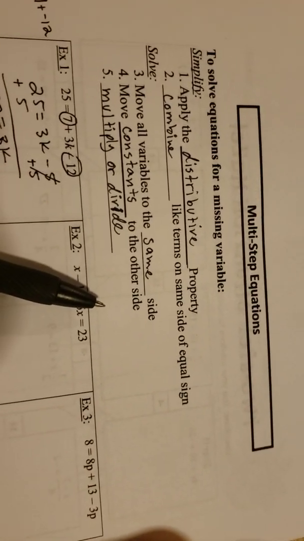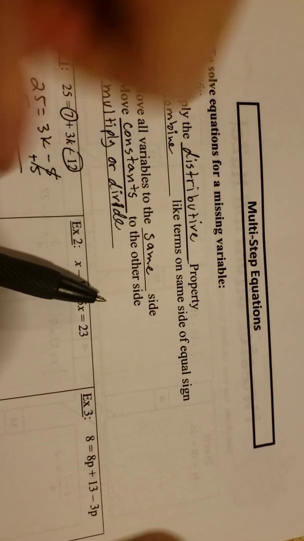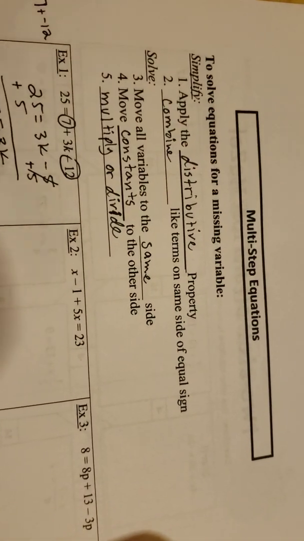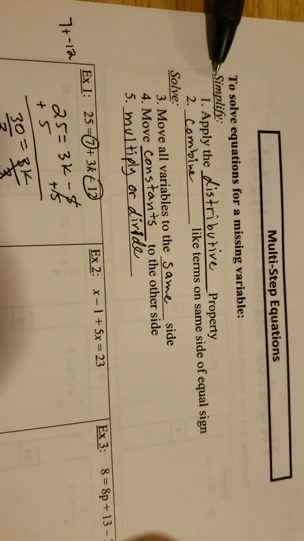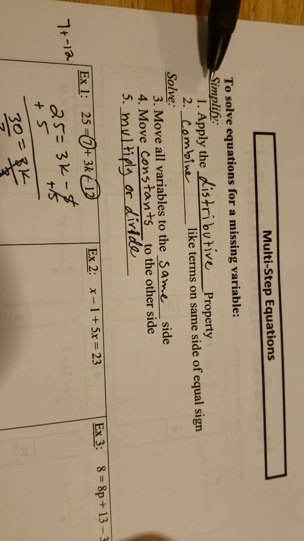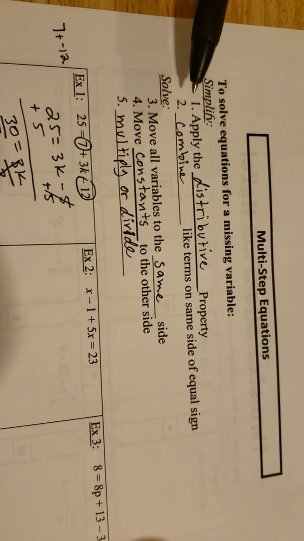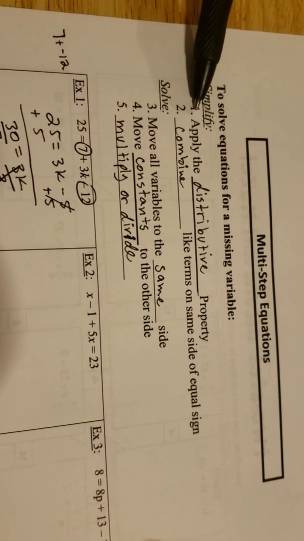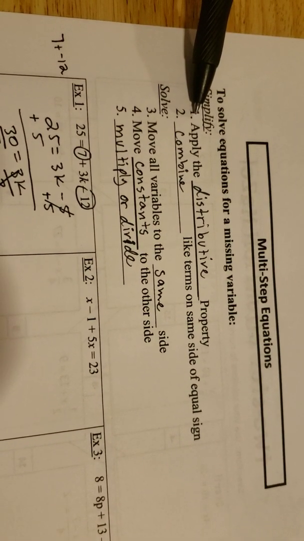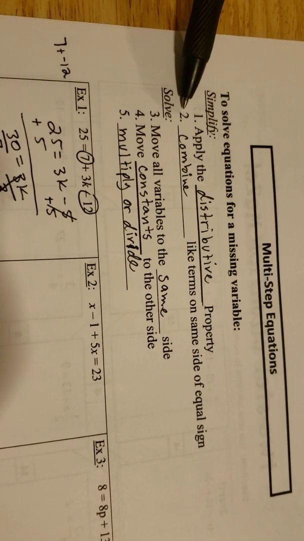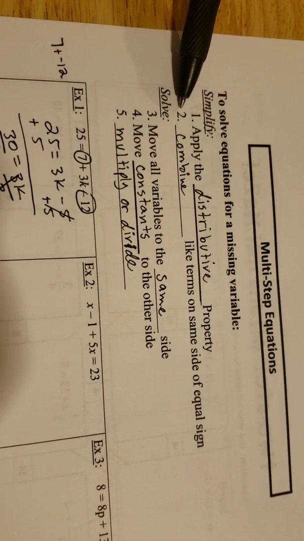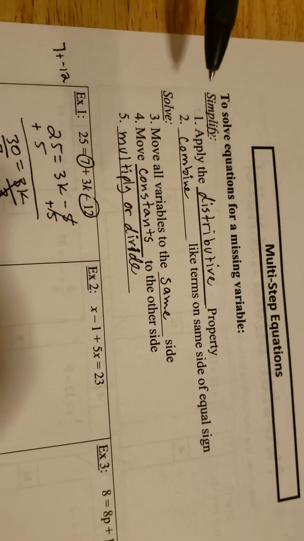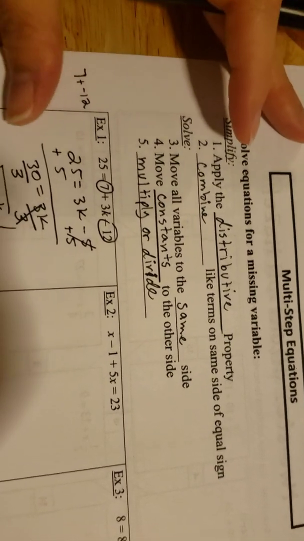So I'm going to go through the notes on solving multi-step equations really quickly. So first thing you need to do is simplify your equation. If you see any parentheses, you're going to do the distributive property. And then after that, you're going to combine like terms. After doing all that, you should now be down to a two-step equation.